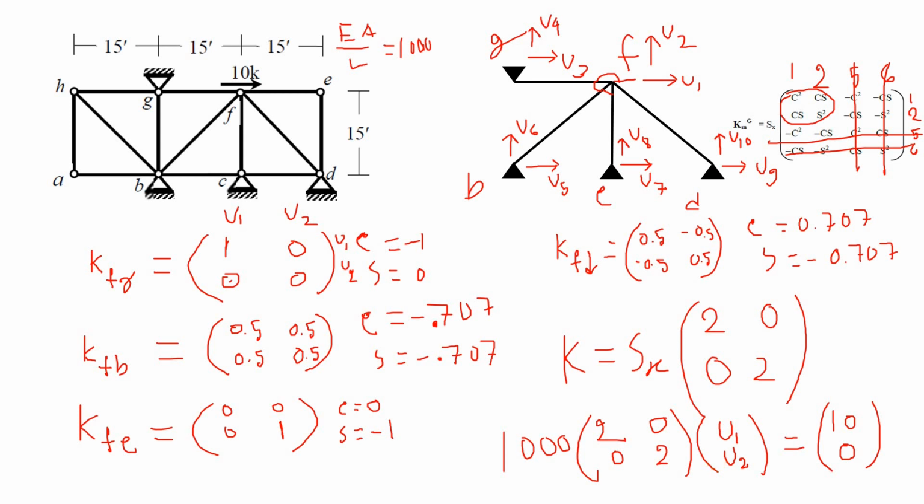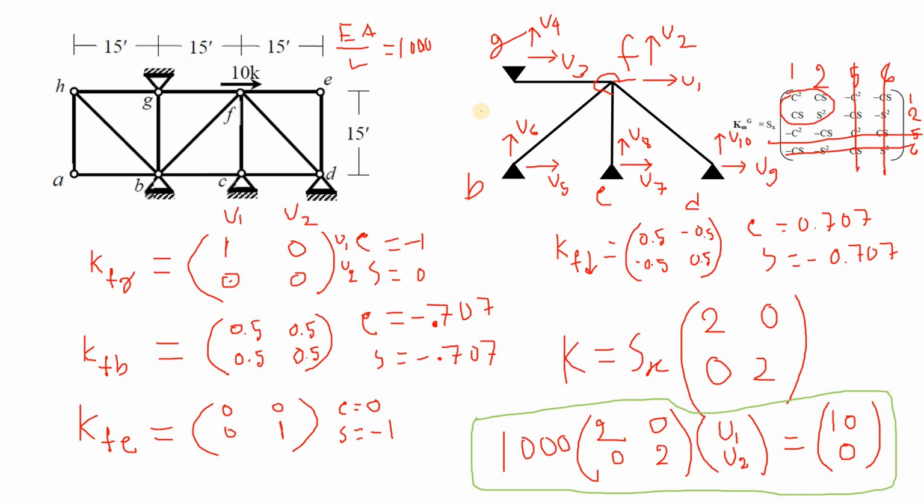Okay, so now that we have everything here, what we can do is just solve for this. And if we solve for this, we're going to get the displacements u1 and u2. So the only displacements that are available in this truss, we're going to get that.